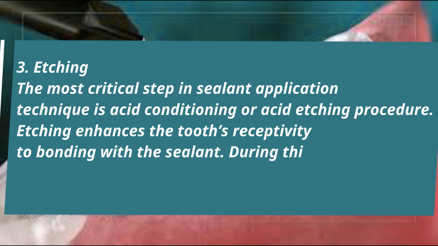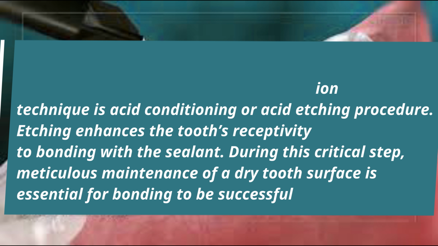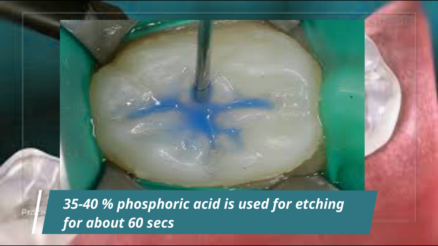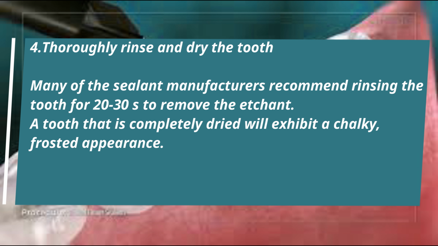And the third step, the most critical step in sealant application technique, is the acid conditioning or acid etching procedure. Etching enhances the tooth's receptivity to bonding with the sealant. During this critical step, meticulous maintenance of a dry tooth surface is essential for bonding to be successful. And the application of 35 to 40% phosphoric acid on the tooth surface for about 60 seconds should be done. And in step 4, rinse the etchant and dry the tooth using compressed air. A tooth that is completely dried will exhibit a chalky, frosted appearance.